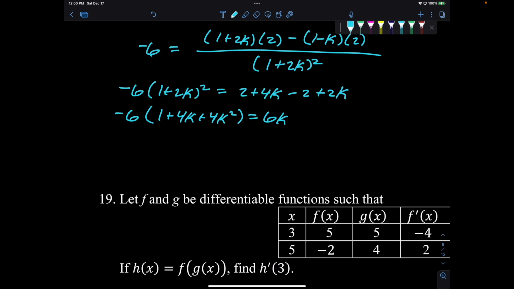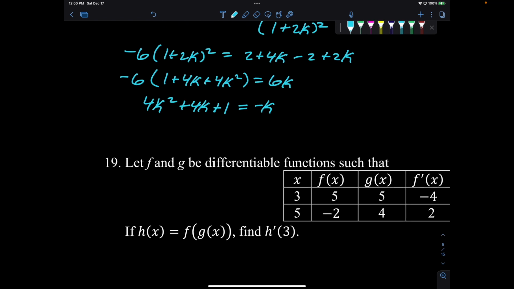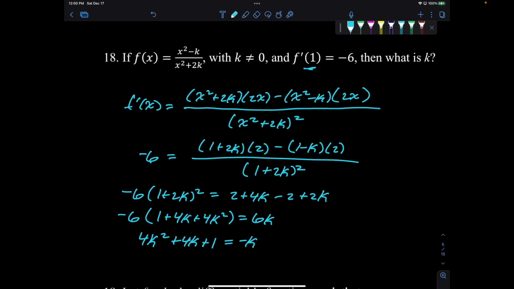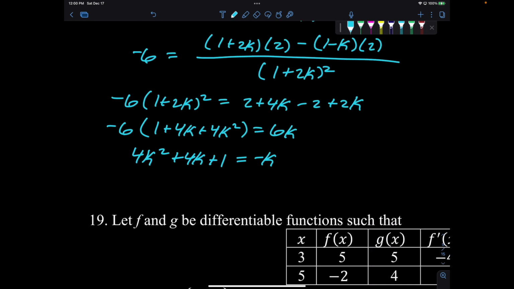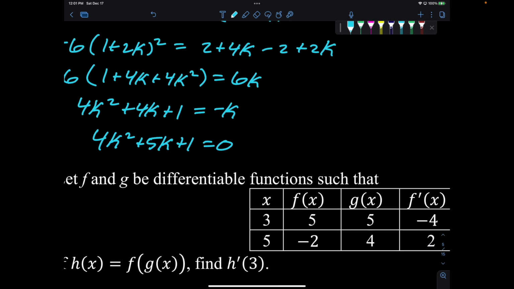You divide everything by -6, I guess, at this point, and you'll have 4k squared plus 4k plus 1 is -k. Is this going to factor? I don't think so. So, like, this was nice until here, and now I'm getting a gross answer. Was this supposed to have a calculator by it? Maybe. I get 4k squared plus 5k plus 1 equals 0. I'm going to try this again on the calculator just in case. Oh wait, does this factor?